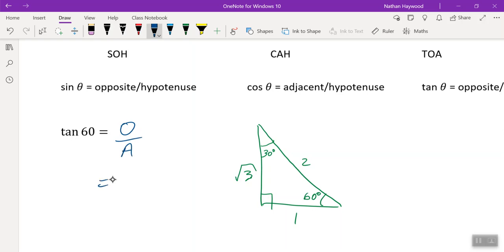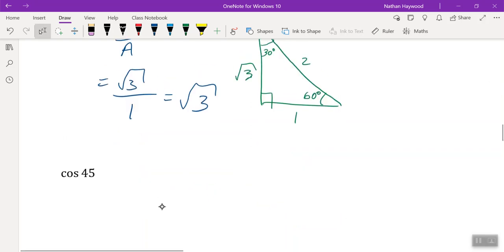So let's look at the special triangle. What's the opposite of 60? Square root of 3. It's the adjacent side. 1. So the exact answer to tan 60 is root 3. That's it. This one.